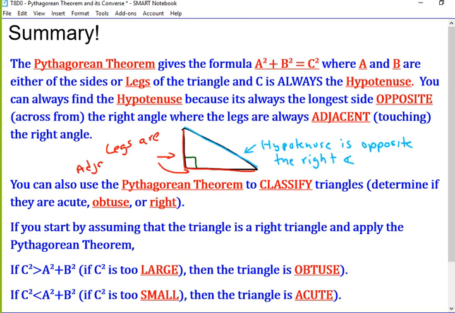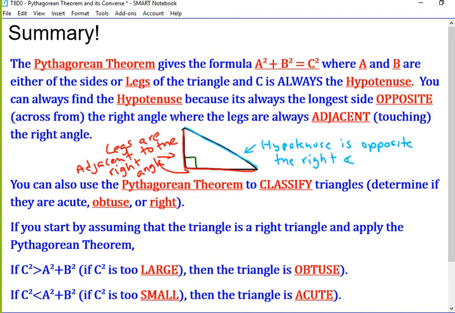So the other way we can use the Pythagorean theorem is to classify triangles. In other words, determine if they're acute, obtuse, or right. In other words, does it have a right angle? Right. Does it have an angle larger than 90? Obtuse. Or does it have an angle smaller than 90? Acute. Okay? Or all the angles, excuse me, are less than 90.